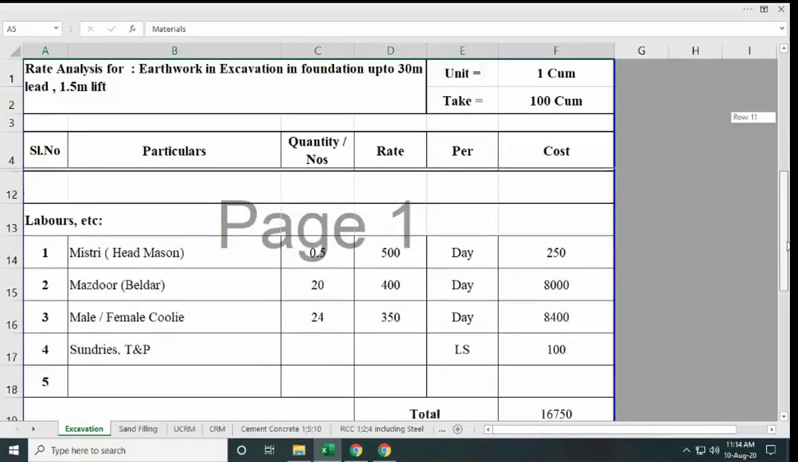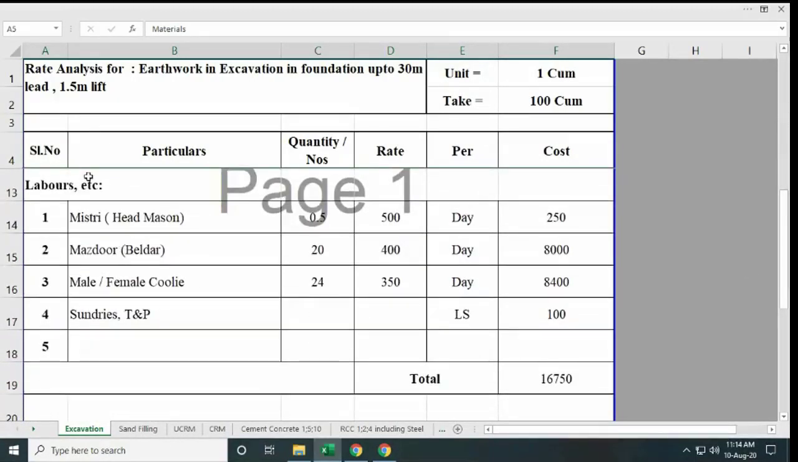Then next we will do the labor calculation. We require a head mason. In the local language we call it mestri, so just for your understanding I have written mestri here, but you should not call him mestri; you can call him head mason. The one who is doing the work we call a mason. For the head mason, how many numbers are required?